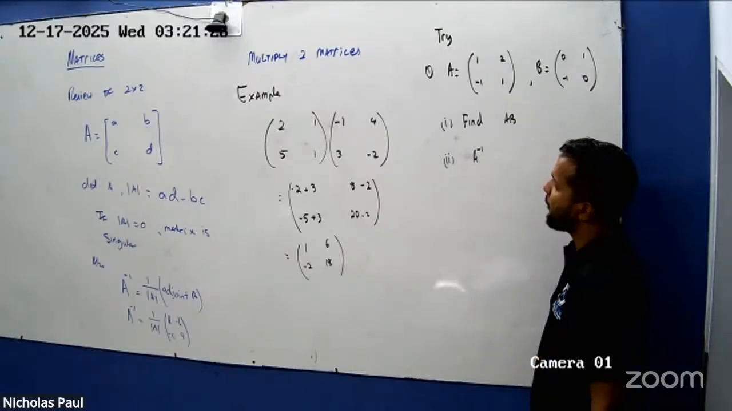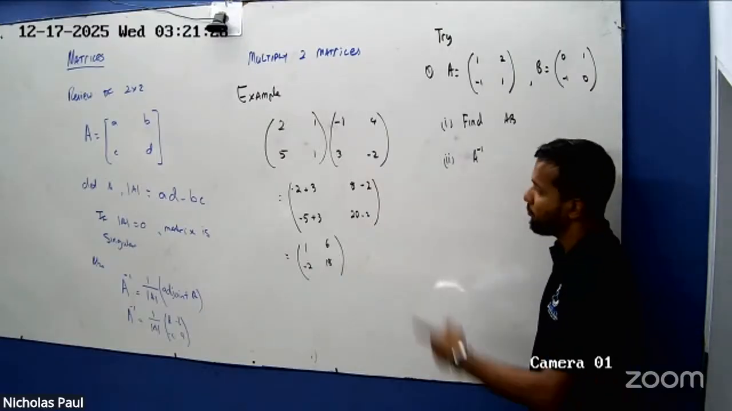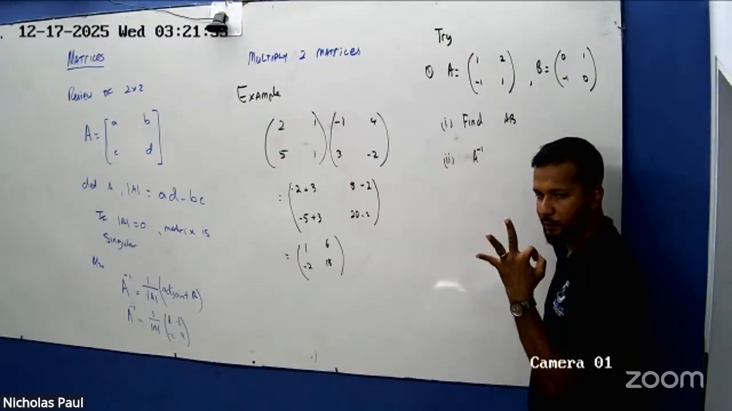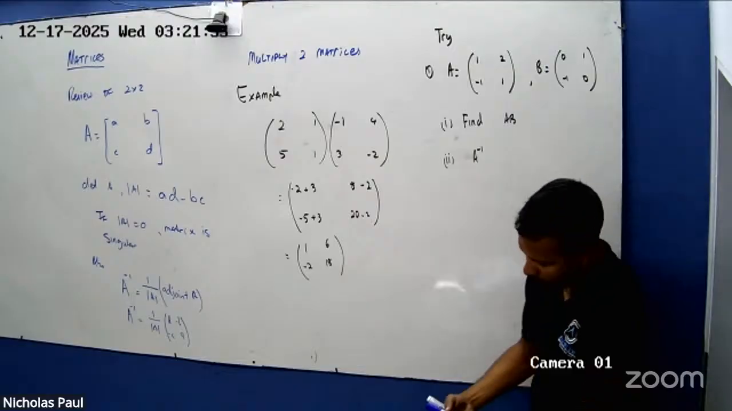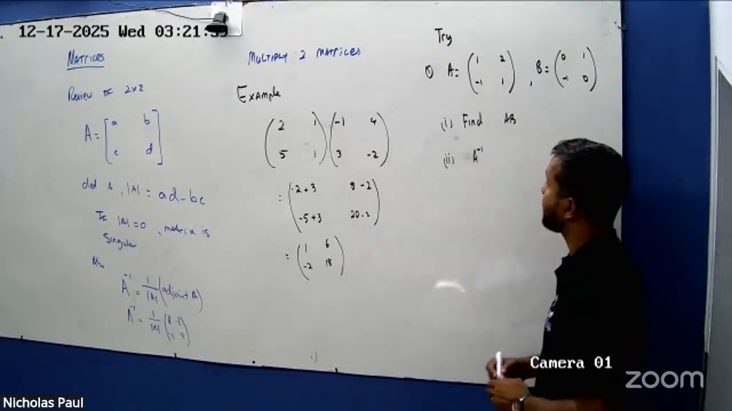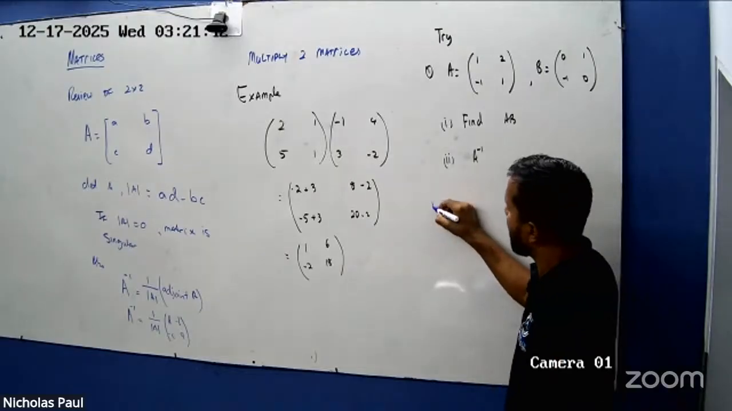Alright, so this is 2 by 2, and then I'm going to show you how to solve simultaneous equations too, because we're going to solve simultaneous equations with 3 variables using the matrix method. Right, so you should have AB by now.